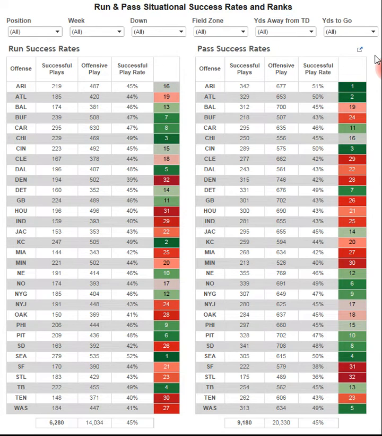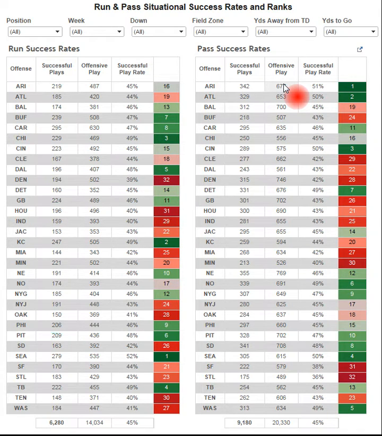Situational success rates for running and passing the football. This one is an extremely powerful tool that you can utilize when studying success rates when a team decides to run versus pass. Now, overlaid on this inherently is the fact that since we're summing up the offensive plays, you're going to be able to look at how often a team is choosing to run versus pass the football. But that's kind of just a side takeaway.